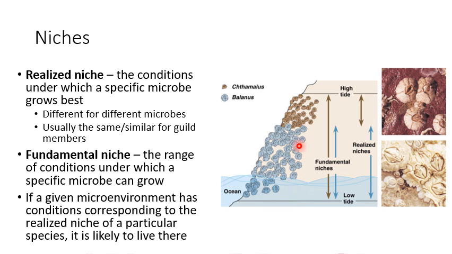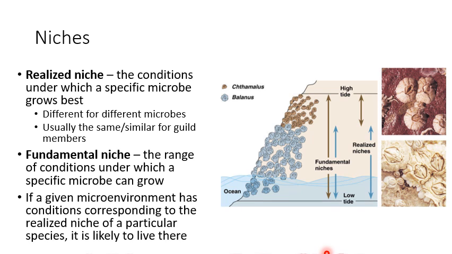The reason is that if the barnacle was to start growing lower down there towards the low tide area, then it's going to be competing for resources with the Balanus barnacle. And closer to the low tide area is where the Balanus barnacle is enjoying the conditions of its realized niche. So it's really able to thrive there, whereas the Cathylamus barnacle would be outside of its realized niche there, which means it can't grow as fast. And it's basically going to be outcompeted by the Balanus barnacle.